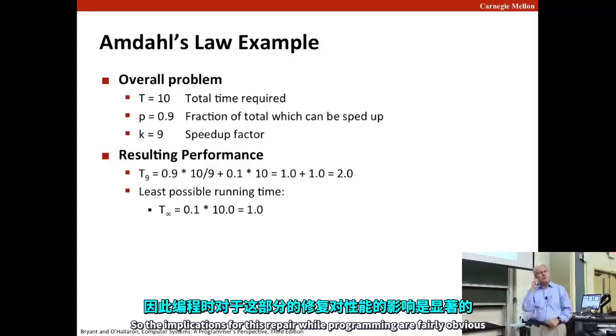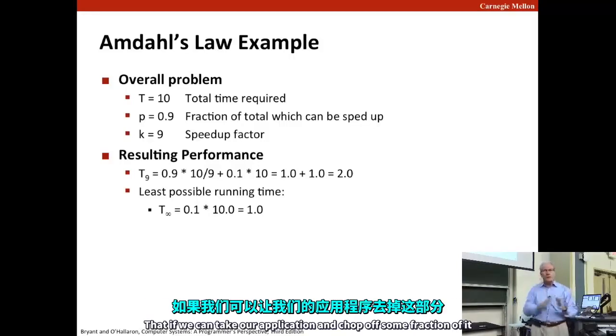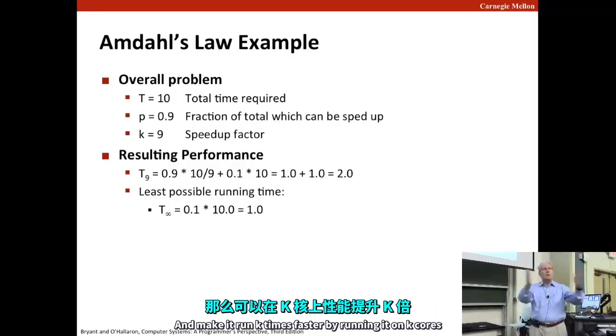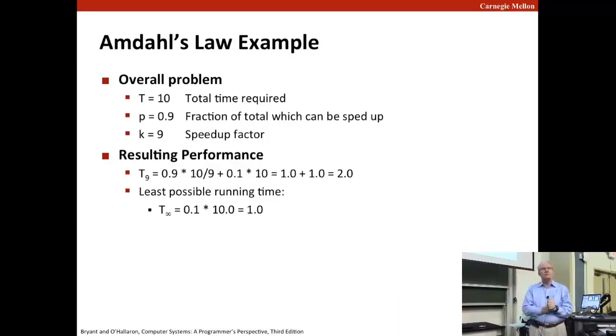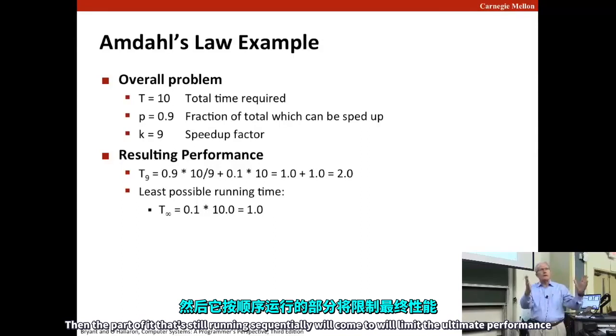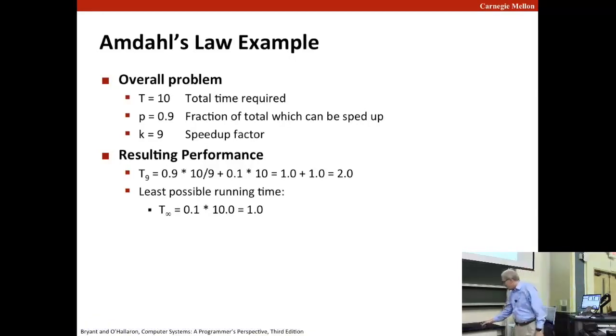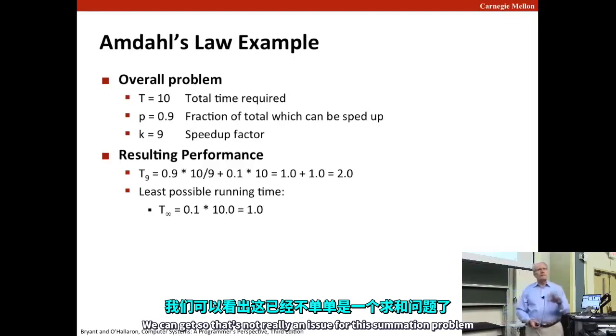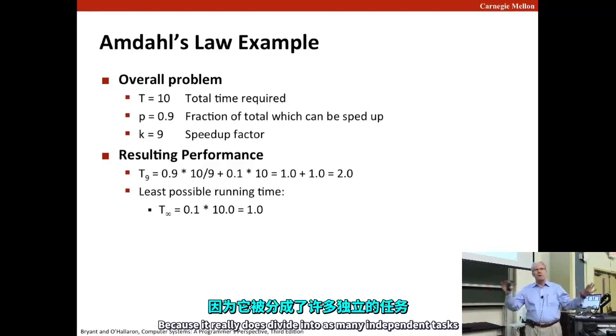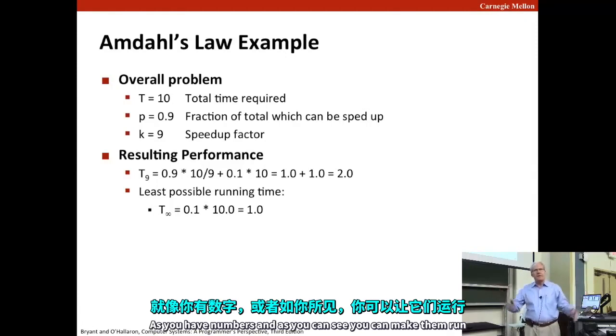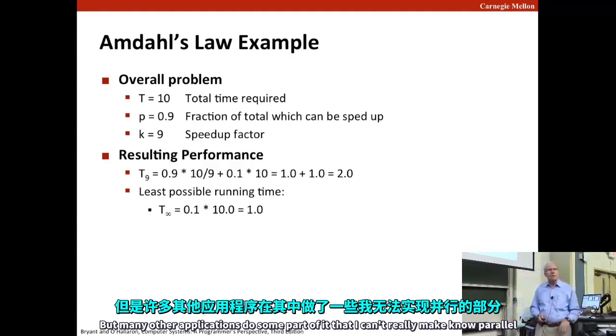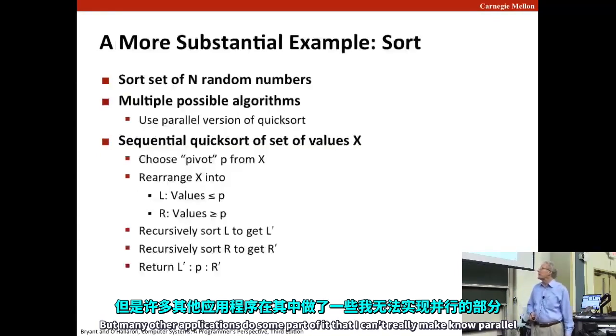So the implications of this for parallel programming are fairly obvious. If we can take our application and chop off some fraction of it and make it run k times faster by running it on k cores, then the part of it that's still running sequentially will limit the ultimate performance we can get. That's not really an issue for this summation problem, because it really does divide into as many independent tasks as you have numbers. But in many other applications, there's some part of it that I can't really make go parallel.